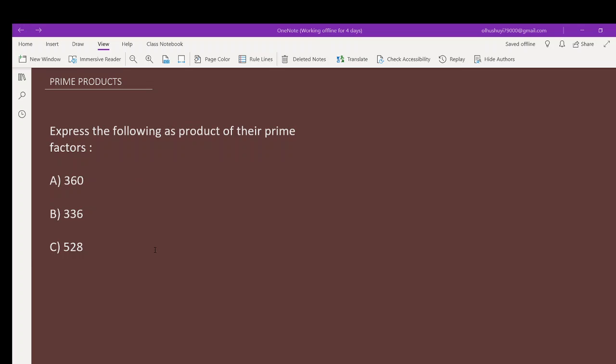What is the usefulness of expressing numbers in their prime factors? Let me mention one. You can easily calculate the highest common factor of numbers with this, which we call HCF. It's also easy for you to represent these numbers by different methods. There are two or more methods basically for finding the prime product of numbers, or expressing numbers as a product of their prime factors.